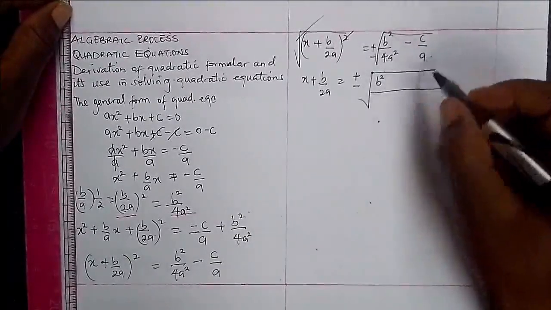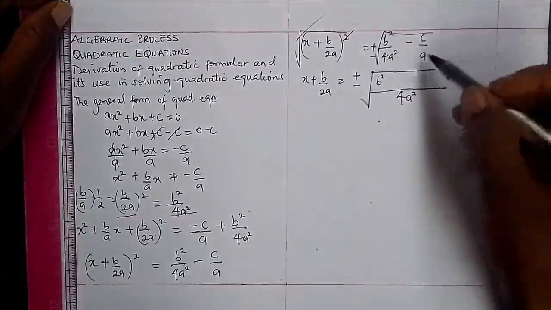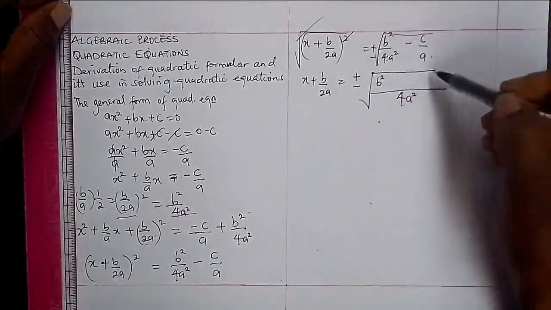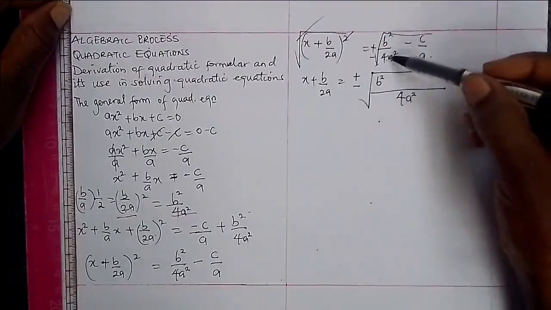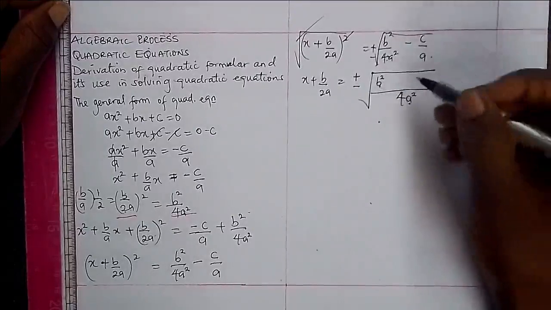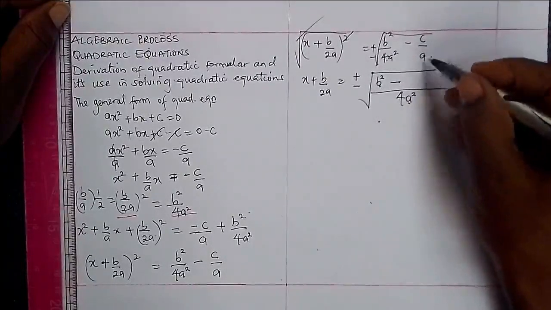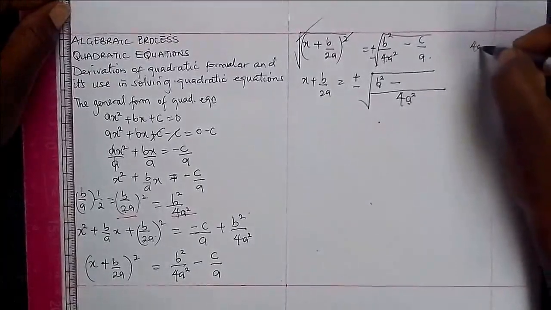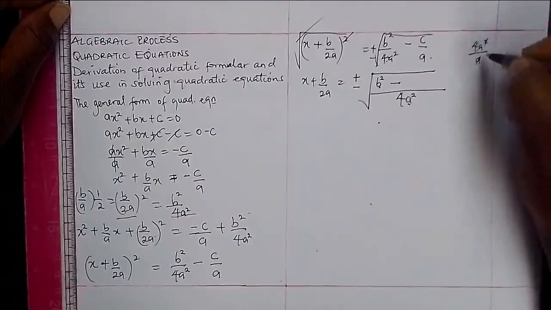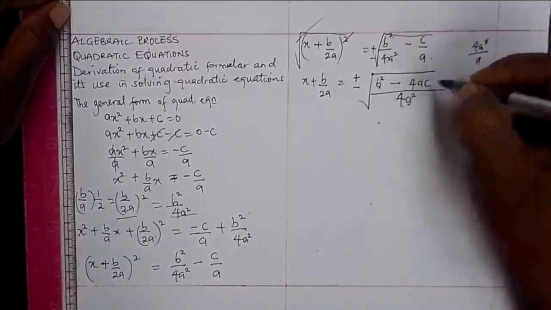LCM of 4a square and 4a is 4a square. I don't want to be carrying so much number. I don't want it to be ambiguous. That's why I want to look for the LCM. 4a divided by 4a is 1. 1 times b square is b square, still remain the same. Minus 4a divided by a is 4a. 4a square divided by a will cancel one of this a. We are left with 4a. 4a times c, that's 4ac.